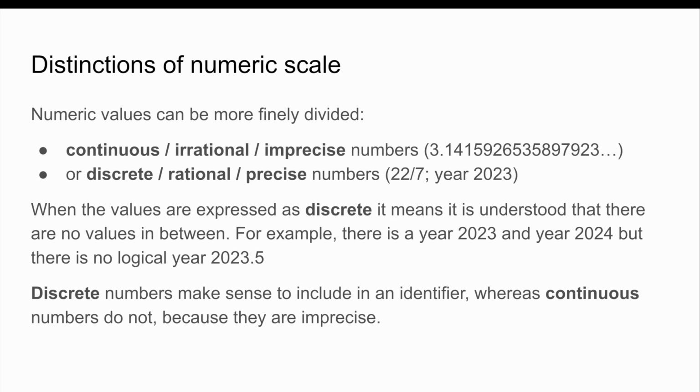When a value is discrete, it means it's understood that there's no values in between. There's a year 2023, a year 2024. There is no logical year 2023.5, even though we could, of course, come up with a time that represents that moment, but it's not what we mean when we talk about years. Discrete numbers make sense to include in an identifier, whereas continuous numbers do not because they're imprecise. If we're trying to locate a specific record and the value we're using to locate it is not precise, then we have a problem.